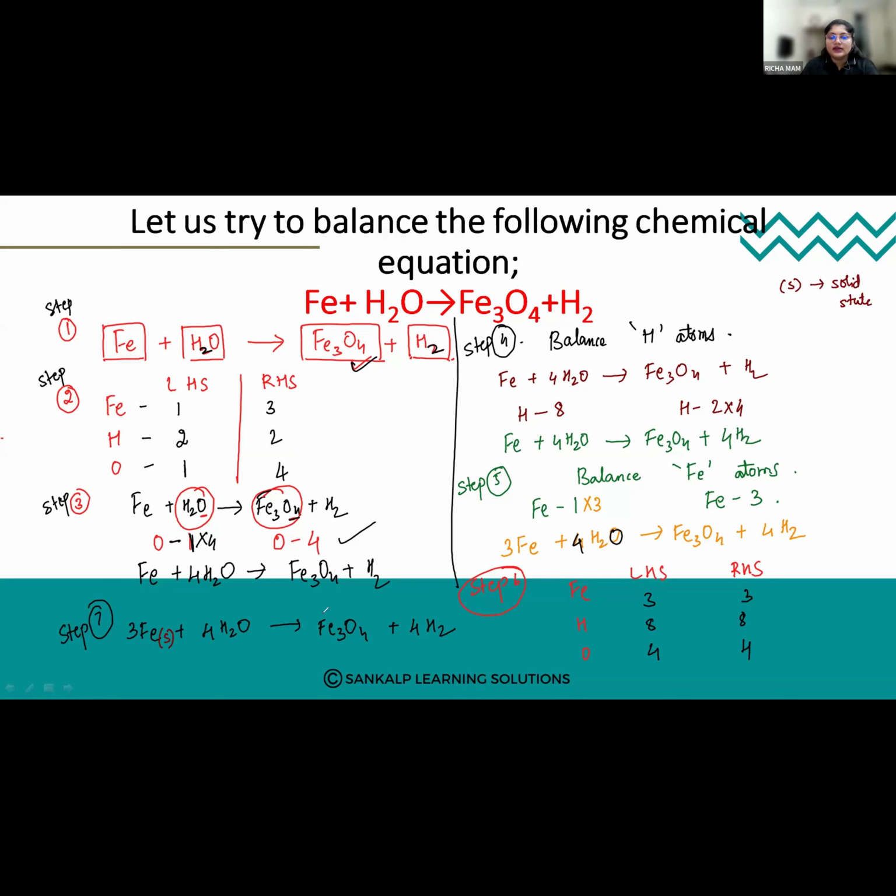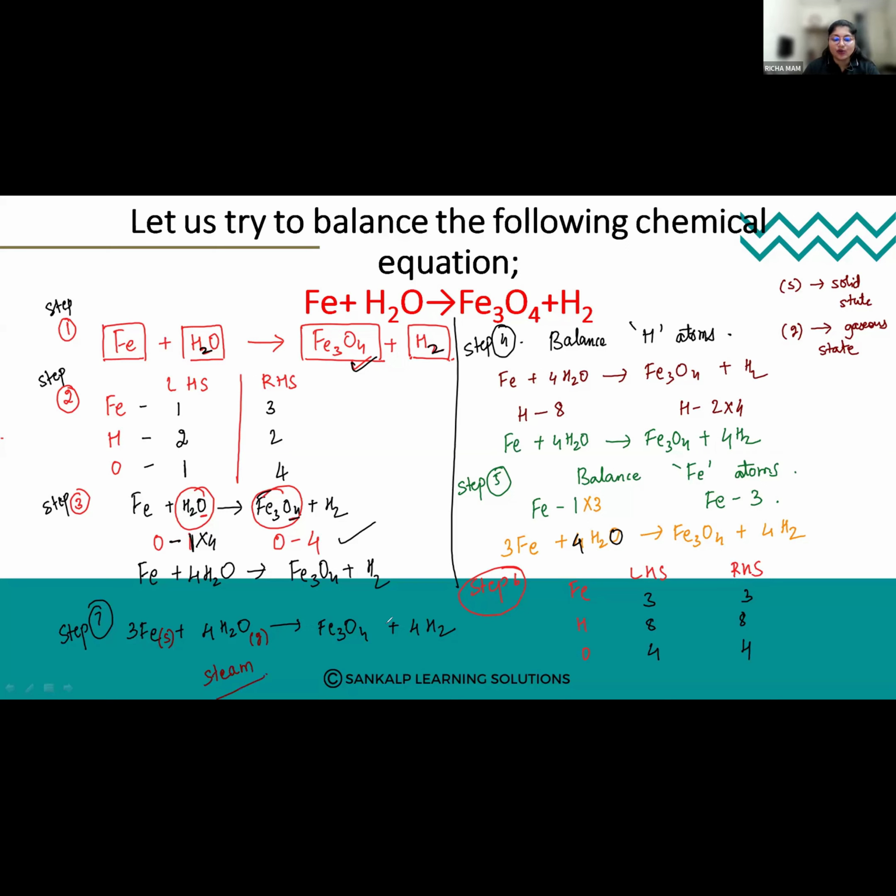Okay, then water. Water is in gaseous state. When we write (g) for water, it means we have used it in the form of steam. Water is used in the form of steam, gaseous state. So we write it in the gaseous state.